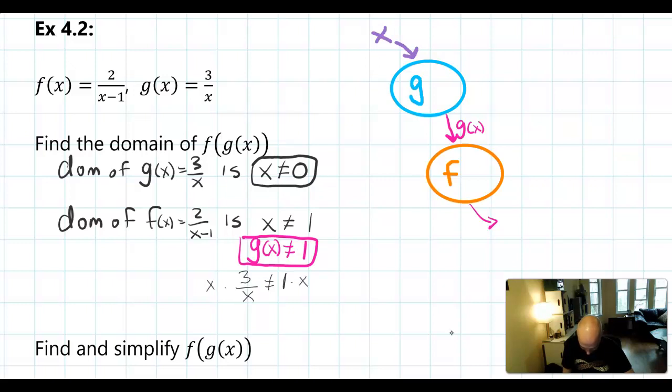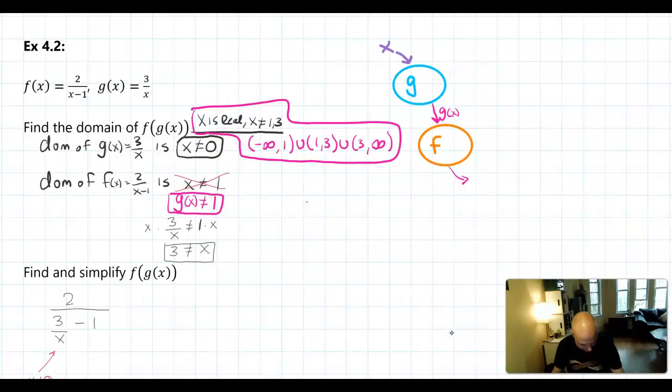I can say, what would make that not equal to 1? Let's multiply by x on both sides. You can do that, and you get 3 is not equal to x. So I actually have a domain where I need x to not be 0. I need x to not be 3. I know I wrote x not equal 1, but I was actually meaning I need g of x to not equal 1. So x equals 1 is totally fine in the domain.